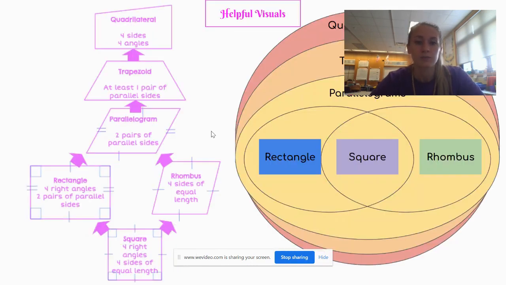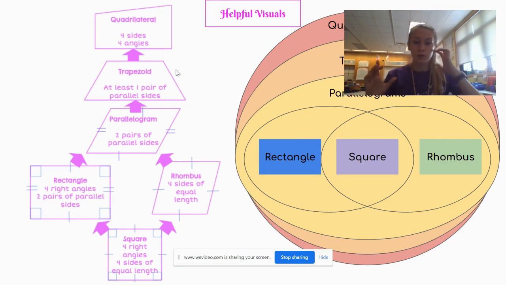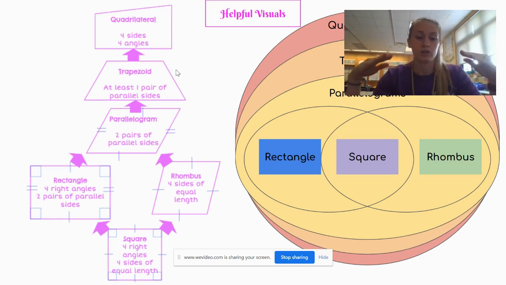Here's a helpful diagram to help you think it through. So we have our big shape up at the top, a quadrilateral, which just means 4 sides and 4 angles. Down below it, we have a trapezoid, which means at least 1 pair of parallel sides. Then down below that, a parallelogram has 2 pairs of parallel sides, and split that parallelogram into 2 parts.